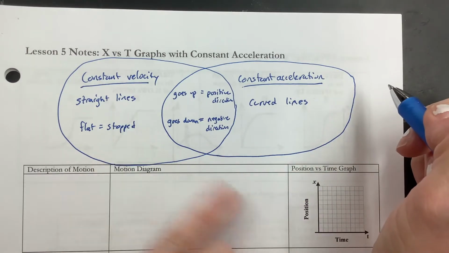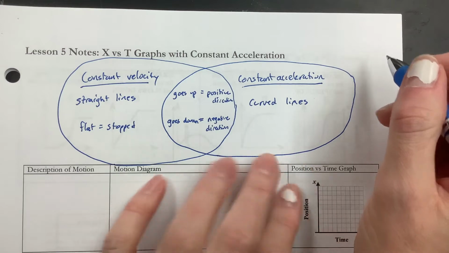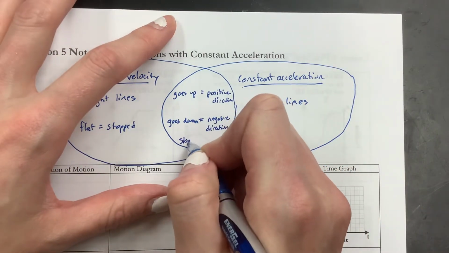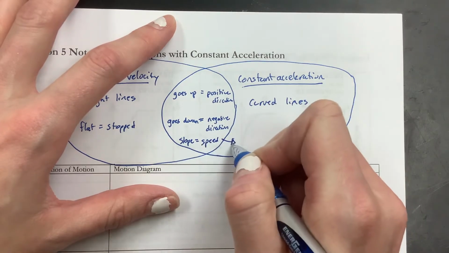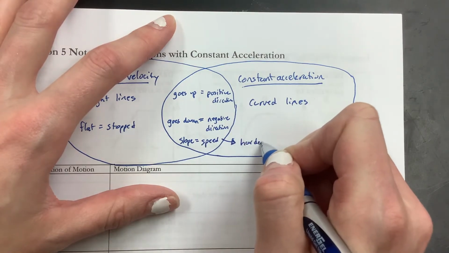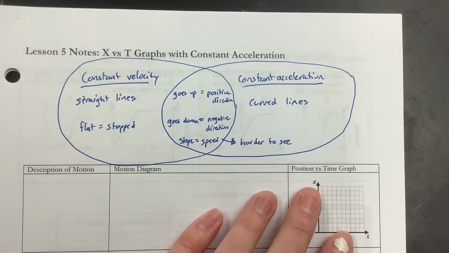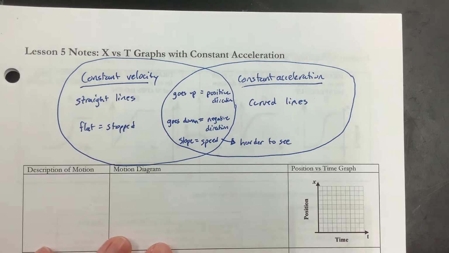If we have flat, then we're really talking about constant velocity, but it might become flat. Another thing that they have in common is that the slope of the line is still equal to the speed, but that's a little harder to see on the constant acceleration graph. We won't be measuring the slope on an x versus t graph in this unit because you don't have the math skills. It takes calculus to be able to do that. And so we just won't do that.